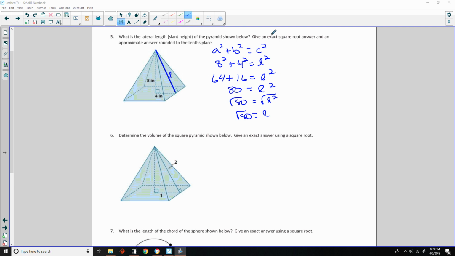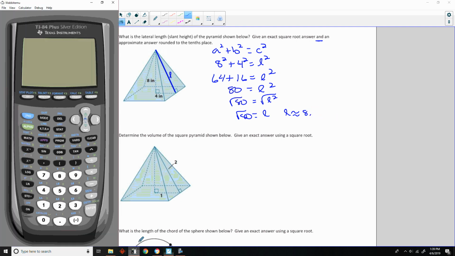Now it says give an exact square root answer, there it is, and an approximate answer rounded to tenths place. Well, the square root of 81 is 9, so I know that this is 8 point something. So my approximation is going to be L is approximately 8 point something. Let me get my calculator, and it's probably really close to 9, so it's probably 8.9 or 8.8, but let's check. So I turn my calculator on, and I take the square root of 80, and I get 8.944, and it says round to the tenths place, and the hundredths place is a 4, so it doesn't get rounded up.